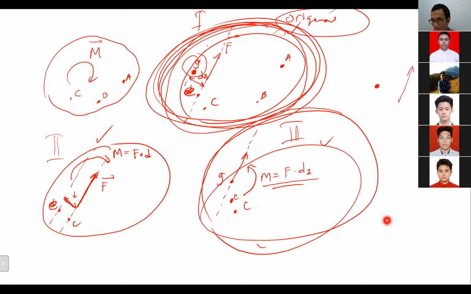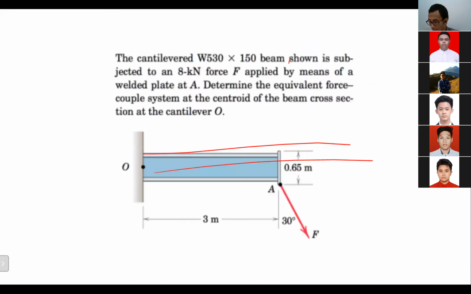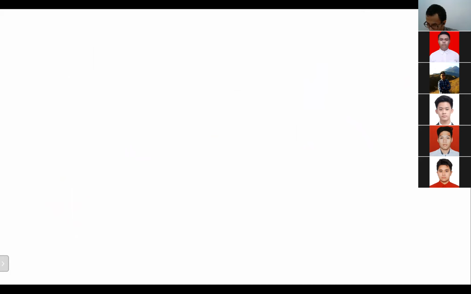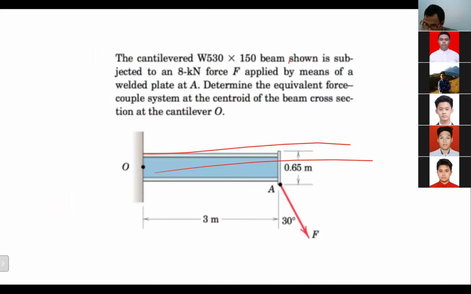I want to make it as slow as possible because this is the basic concept, so I want to make sure that you understand. Sir, can you make another example? In that case, it's better for us to discuss. I think this example is supposed to be good enough.